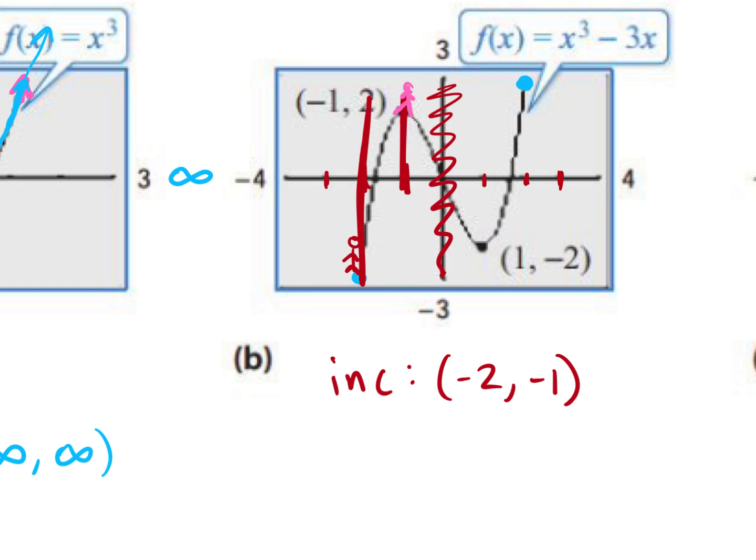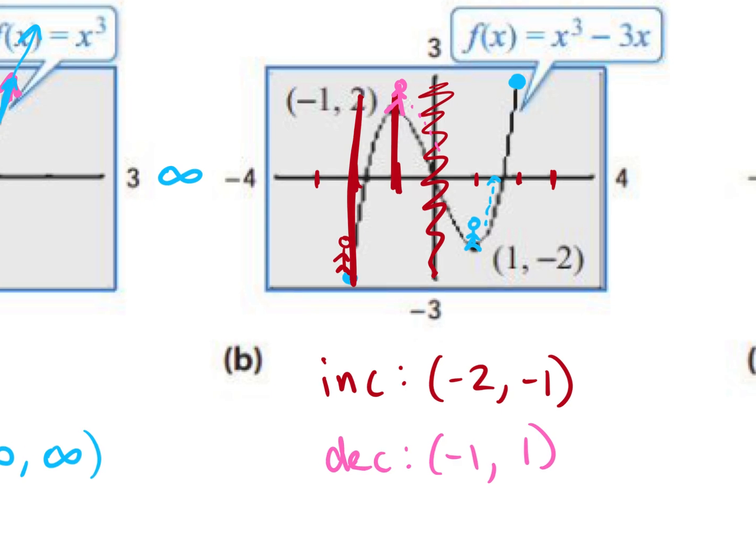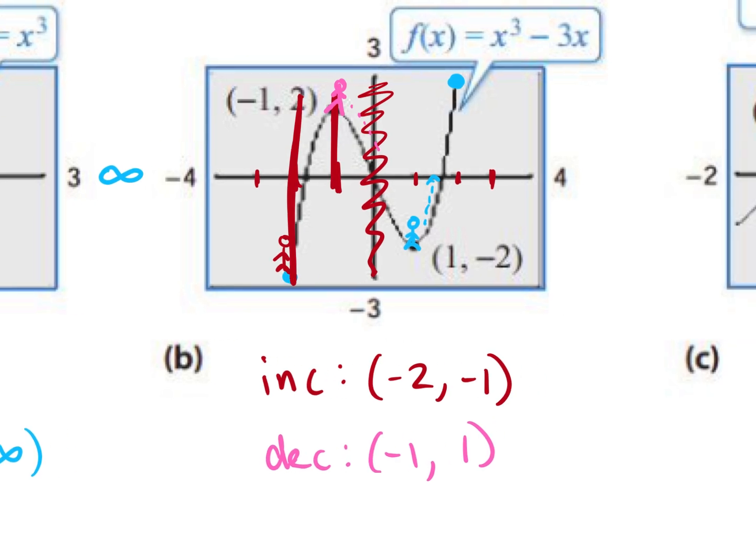Then we start walking downhill. So we're decreasing from where to where? -1 to +1. Awesome. Then we start going back uphill again. So we're walking uphill from where to where? +1 to about 2. So we're increasing again.